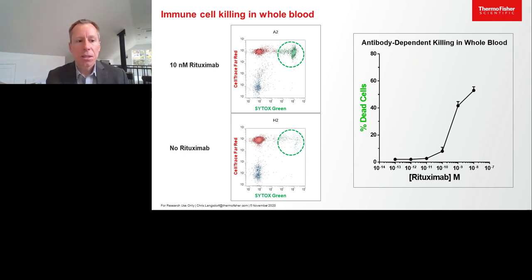So this type of model, where we're not just characterizing the killing of cells, but we're trying to make it as physiologically relevant as possible, we're hoping this will help to better predict the functioning in vivo of therapeutics. So a lot more work is being done on this kind of model system to study killing in whole blood.